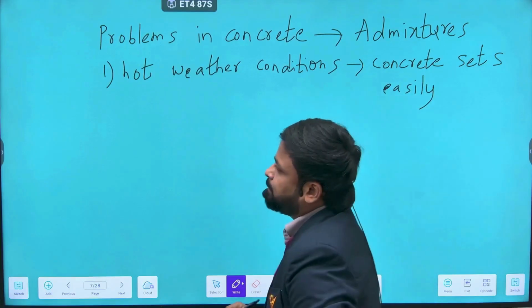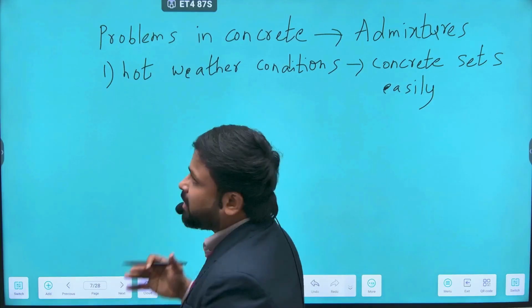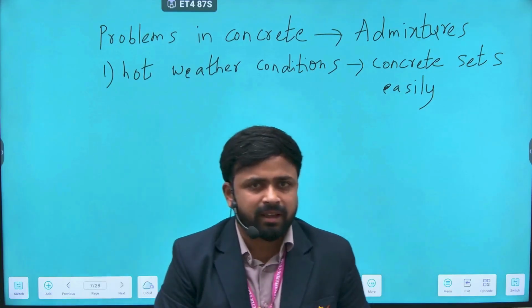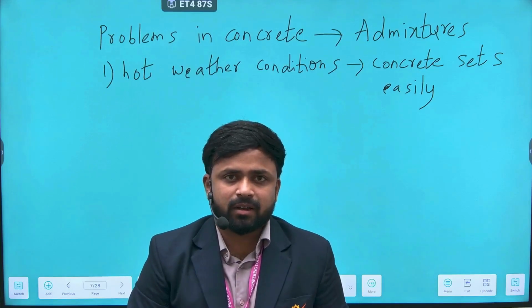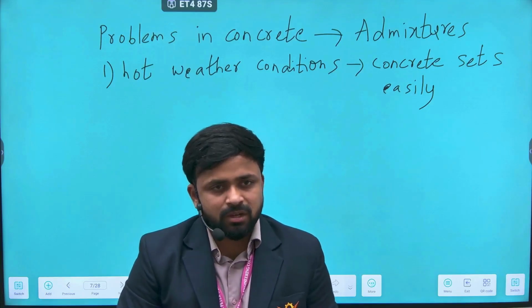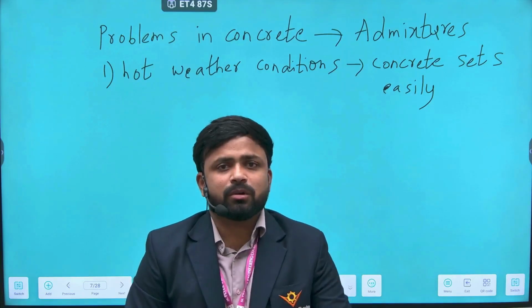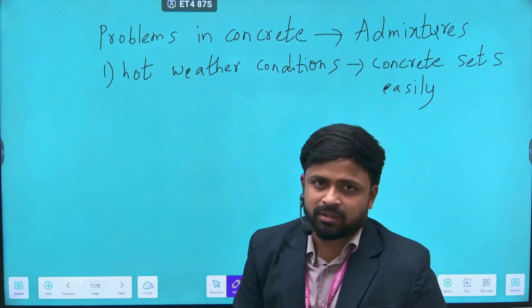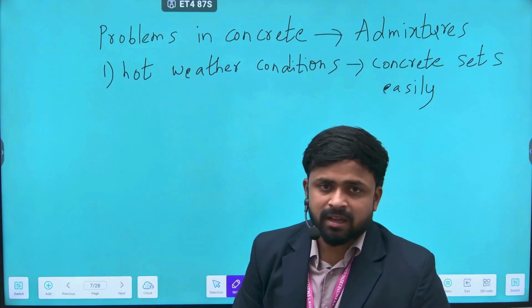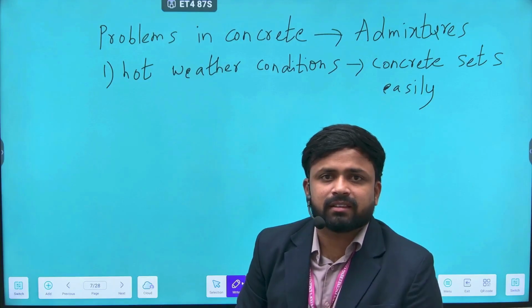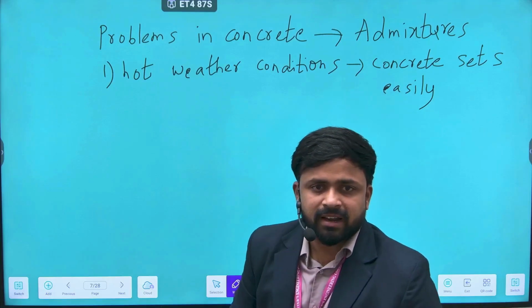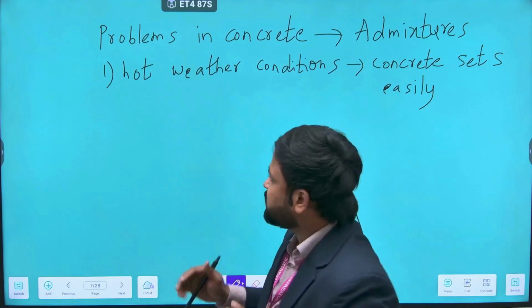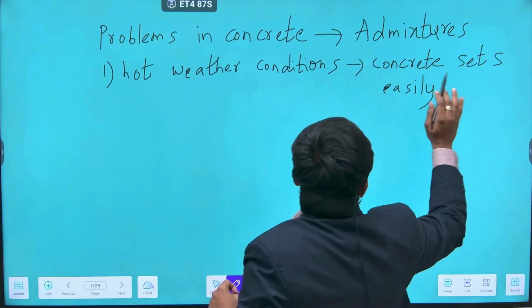This problem I cannot change. Why? Because I am not changing the ingredients, I am using the same ingredients: coarse aggregate, fine aggregate, water and cement. So based on its own properties, initial setting time I cannot change. So in hot weather conditions, the accelerating thing is temperature. If temperature is increased, water gets evaporated and it is going to its hardened state easily. So in hot weather conditions, concrete is setting easily.